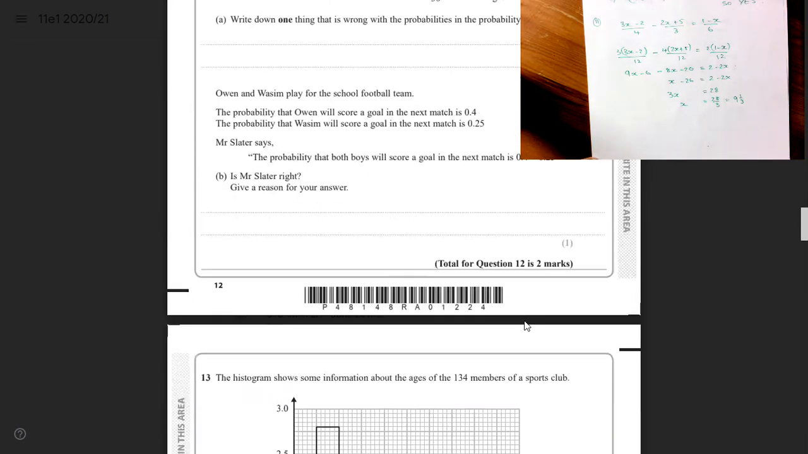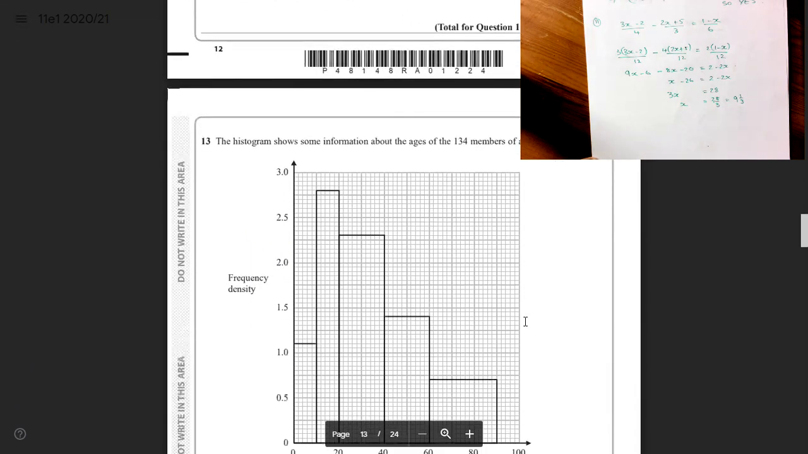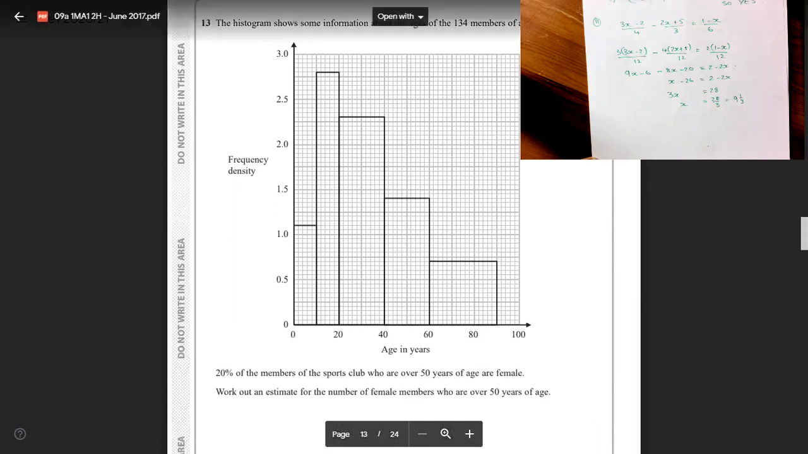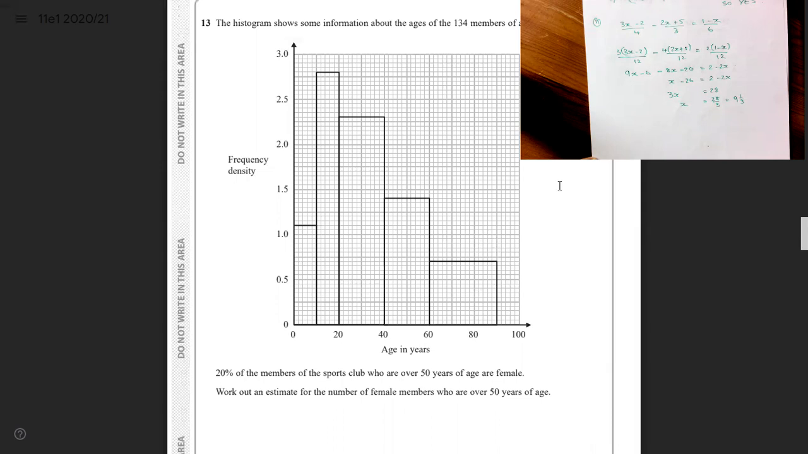Okay, so just gonna have to make that a little bit small. So histogram: 20% of the members of the sports club are over 50. Work out an estimate for the number of female members who are over 50 years of age. Okay, so 20% of the members of the sports club who are over 50 years of age are female.